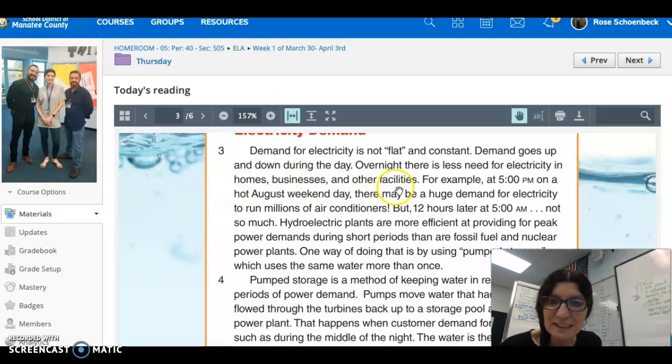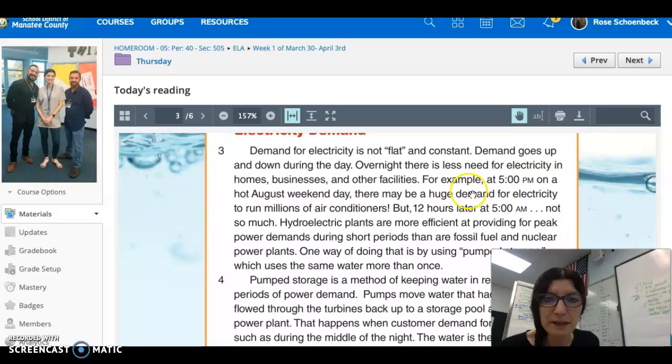There's that word facilities. Remember I said that our school here at Daughtry Elementary is considered a facility. It's not a home. A home is where I live and where you live. But right now, because I'm here at Daughtry, it is a facility.